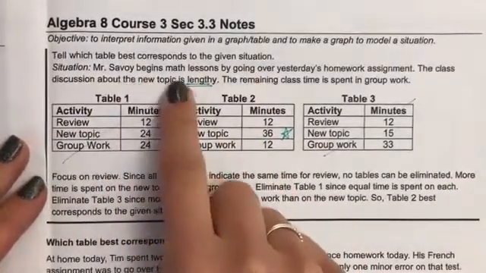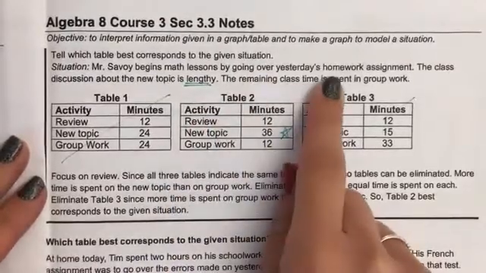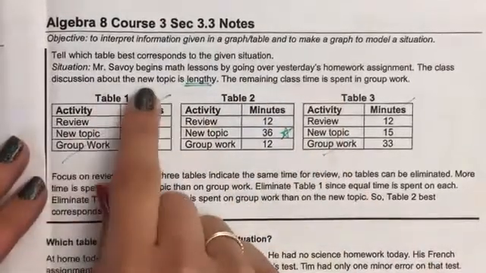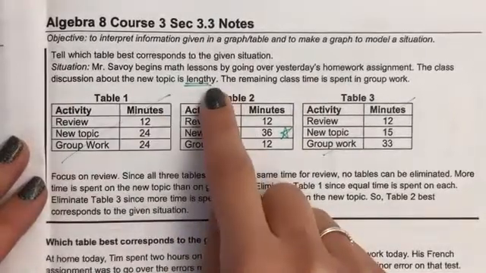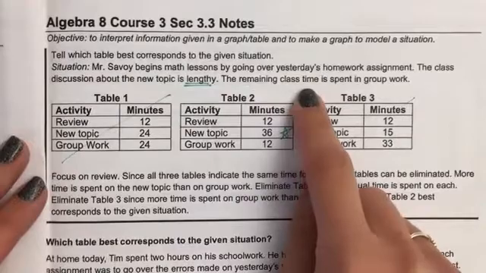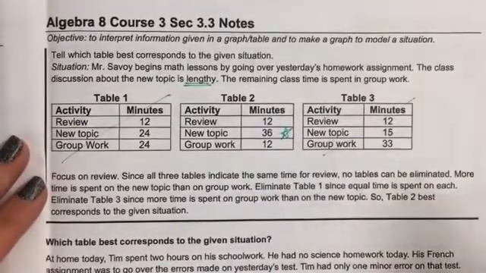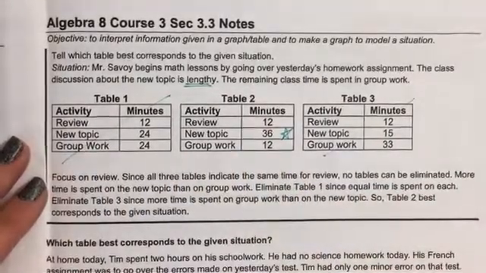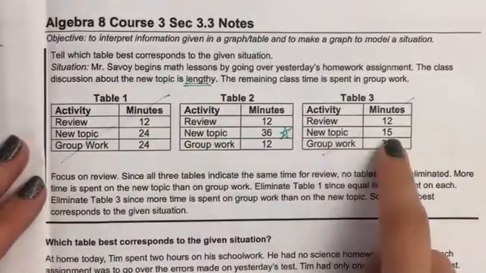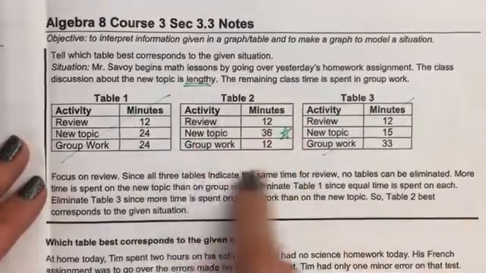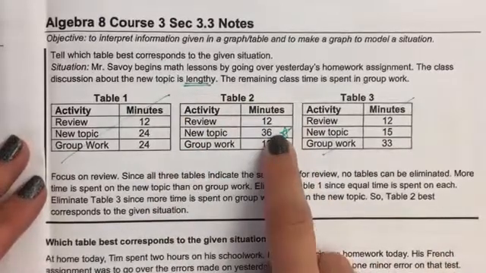Savoy begins the math lessons by going over yesterday's homework assignment. The class discussion about the new topic is lengthy. So the new topic is the lengthy topic. The remaining class time is spent in group work. So the first thing that I look at is the time frame that it gives us, which is the lengthy. So the new topic seems to be the longest. The only one with a long new topic was the first one.